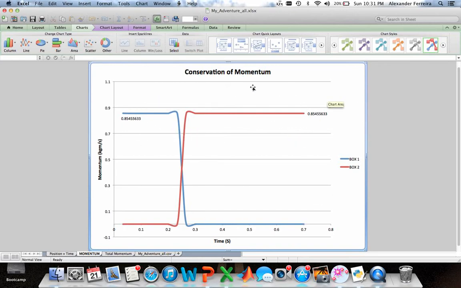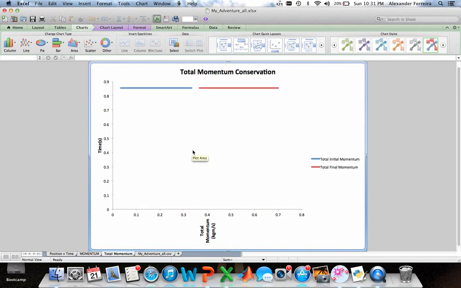However, this is a completely ideal situation. And that makes sense because if we were to plot this, I know this is a very simple graph, but it does say a lot. The blue line represents the total initial momentum, the red line represents the total final momentum, and they both have the same values. They're both at the same height, right? They both have the same total momentum. So therefore, momentum is conserved in this example.